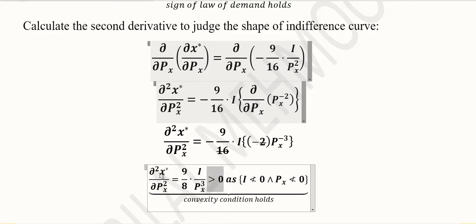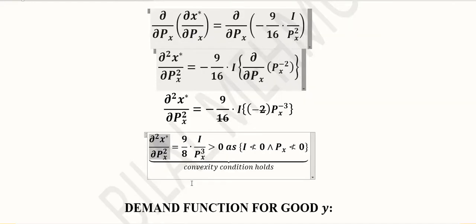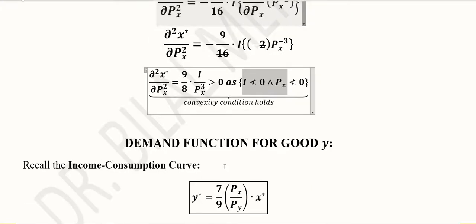When the answer of the second order derivative of the demand function is a positive value, it means that we have a convex indifference curve. So this is that condition that we wanted to satisfy, and I and px are already verified to be non-negative. So we have done some analysis of the demand function of good x.